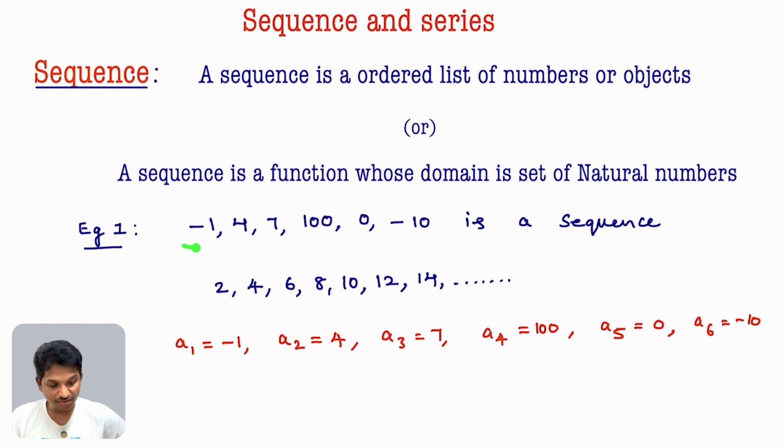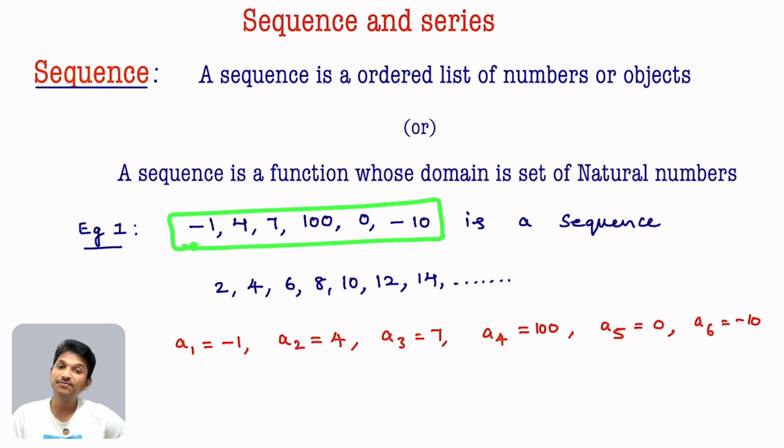So what I am trying to say is, is it a sequence? Yes. If this is an ordered list of numbers, what is the first number? -1. What is the third number? 7. What is the sixth number? -10. If I can say that, then it is a sequence. Sequence is an ordered list of numbers. It is not necessary that it must follow a certain pattern. If it follows a certain pattern, then also it is a sequence, but it is not necessary.